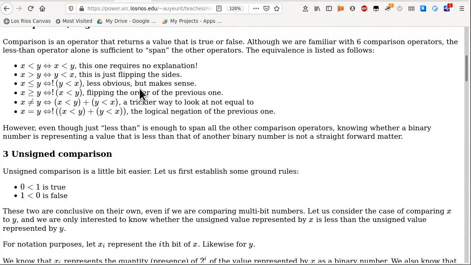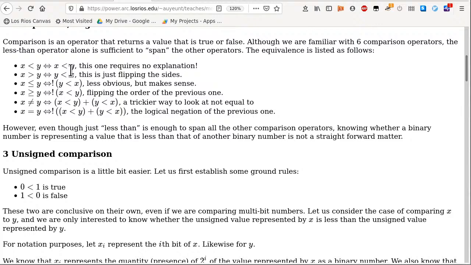Because they are basically flip sides of each other. But in this discussion, what if there's a weird programming language where the only comparison supported is less than? Can we still implement all the comparison that we need when all you're given is just less than? This particular part illustrates why we just need less than. X is less than y if and only if x is less than y. That's pretty obvious.